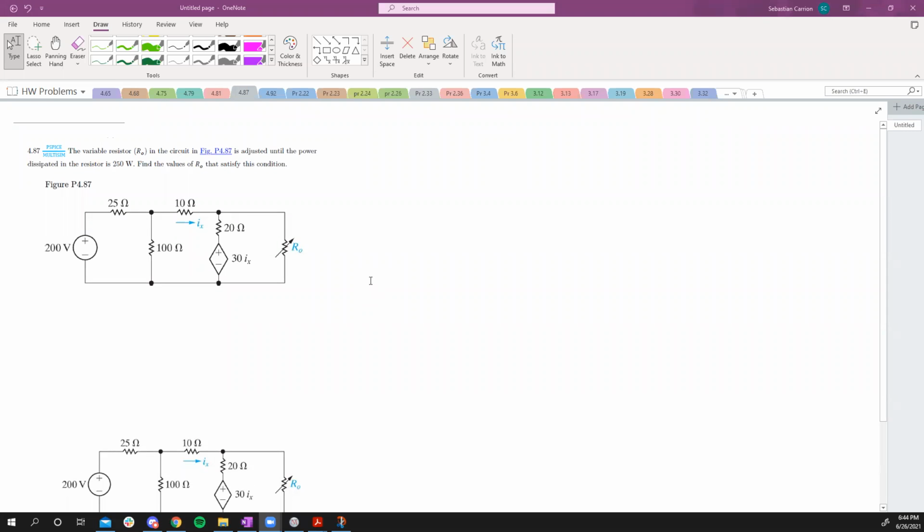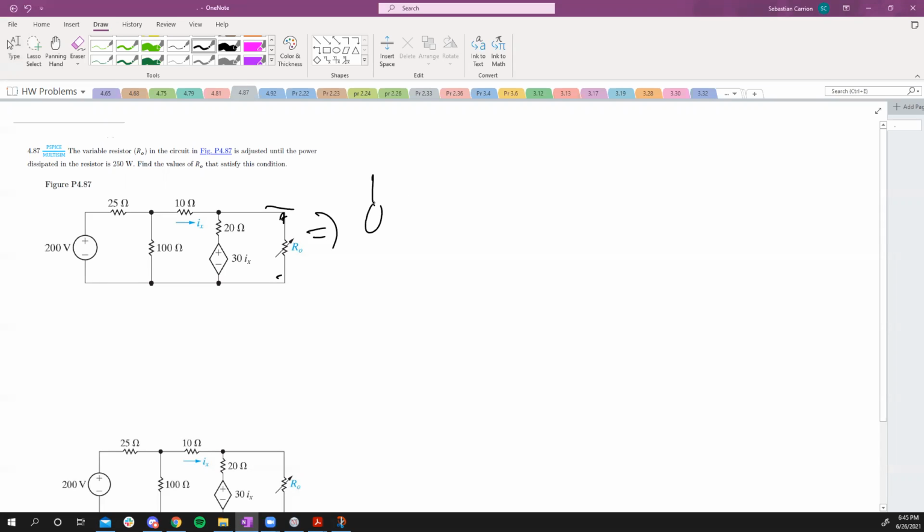All right, so it says the variable resistor R naught is adjusted until the power dissipated in the resistor is 250 watts. So let's find the values of R naught that satisfy this condition. We want to go ahead and pretend this R naught isn't there, find the voltage across it when it's open, and find the I short circuit. This will allow us to find the resistance across R naught, this variable resistor, when it's dissipating 250 watts.